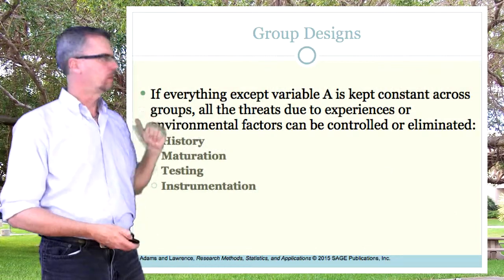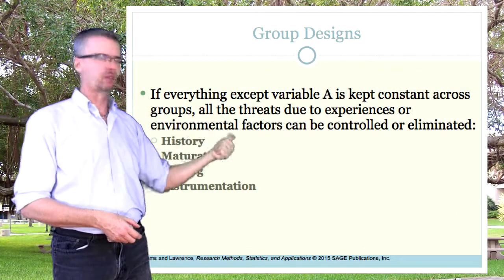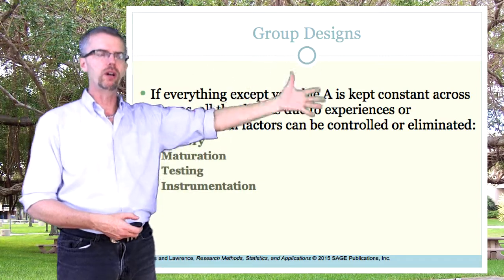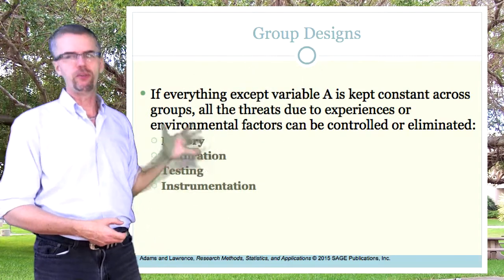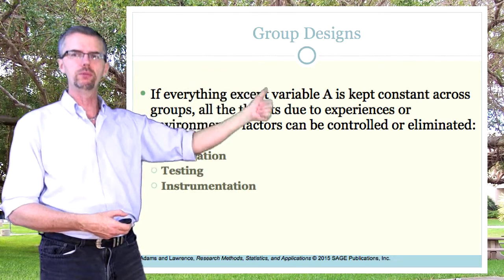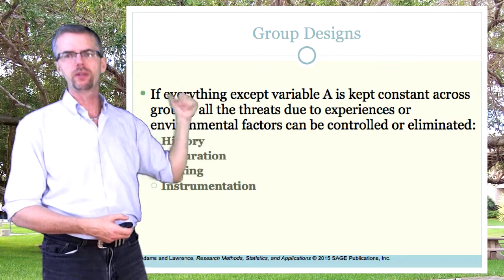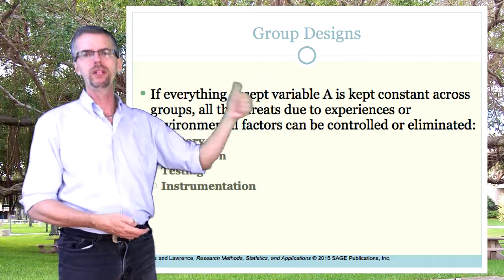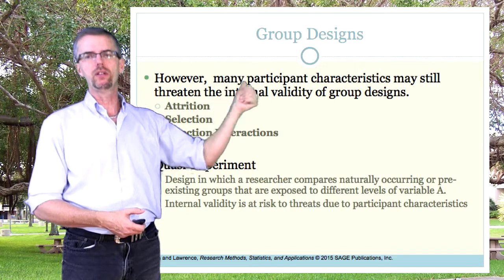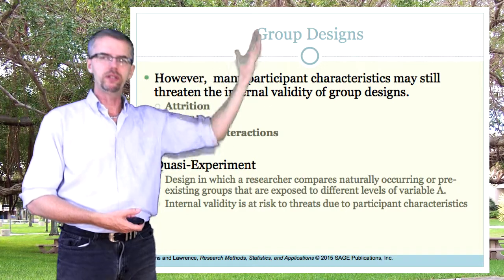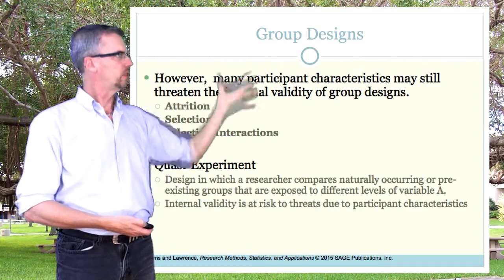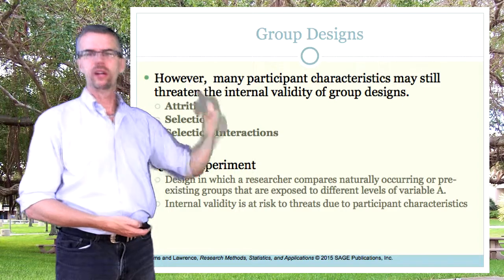Group design, as it relates to the first 4, history, maturation, testing, and instrumentation, improving group design is how you can overcome and minimize these 4 threats. If everything except variable A is kept constant across all the groups, then all the threats due to experiences or environmental factors can be controlled or eliminated. However, many participant characteristics may still threaten the internal validity of group designs, and this is where the other 4 factors come in. Factors such as attrition, selection interactions.